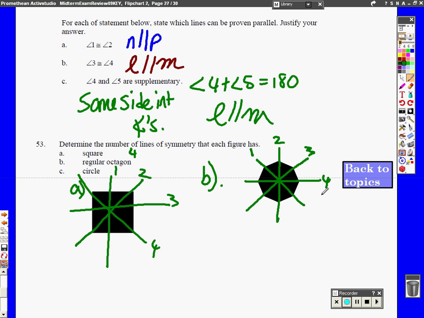And because it's an octagon and there are an even number of sides, we can actually fold it in the middle of each one of these sides. So that would be 5, 6, 7, 8 times total. So the octagon has 8 lines of symmetry.